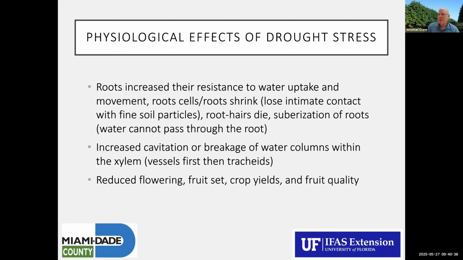Also, the roots can sometimes suberize. So they form like a waxy layer on the outside to protect themselves, but it reduces their ability to take up water. So you can also end up with breaking the water columns inside the vessel elements in the xylem. And again, that reduces water uptake. And so I've already mentioned, this drought stress reduces the flowering, the fruit set, the crop yields, and the fruit quality.